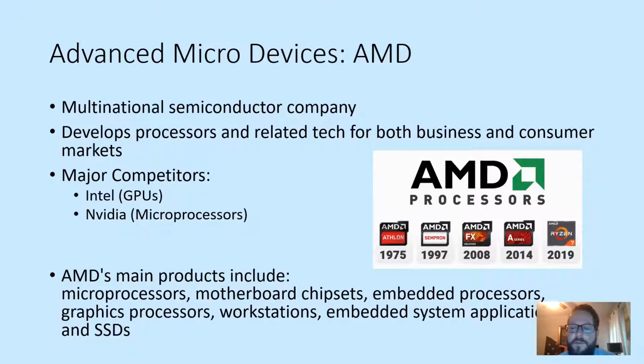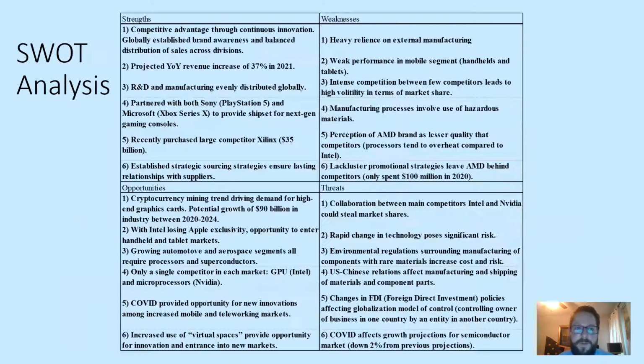They really only have two major competitors, in two separate markets that are kind of related. In the GPU market, their main competitor is Intel, and in the microprocessor market, their main competitor is NVIDIA. AMD's main product line includes products such as microprocessors, motherboard chipsets, embedded processors, graphics processors, workstations, embedded system applications, and solid state hard drives.